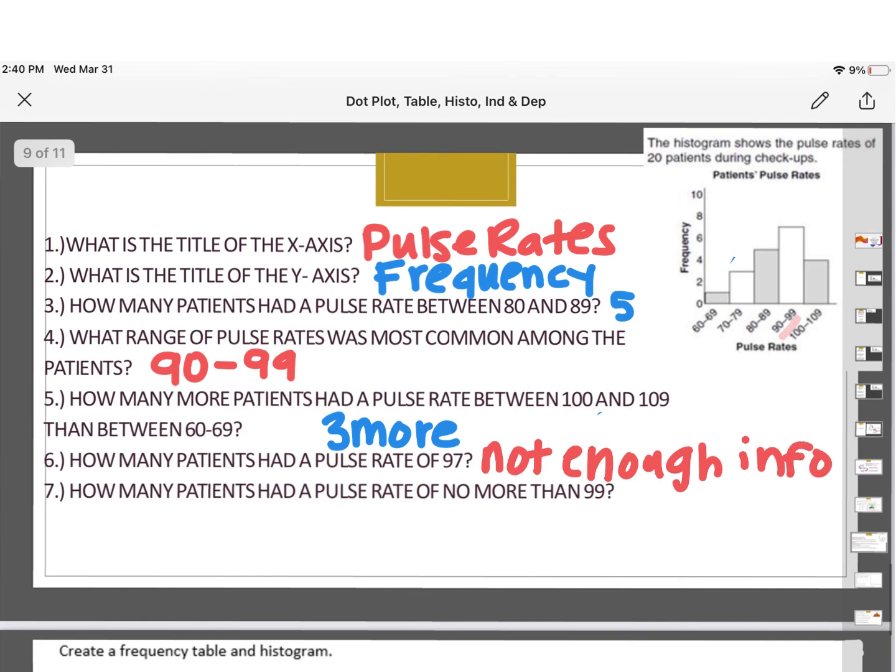And then lastly, how many patients had a pulse rate of no more than 99? So that means it's any pulse rate all the way up to 99 and can also include 99. So we're going to look at all of the bars for the histogram. So if we look, 60 to 69, that was 1, right? 70 to 79, that was 3. 80 to 89, that was between 4 and 6, which is 5. And then 90 to 99, that's going to be 7. So we need to add 7, 5, 3, and 1 to figure out how many were no more than 99. And that would be 16 patients.